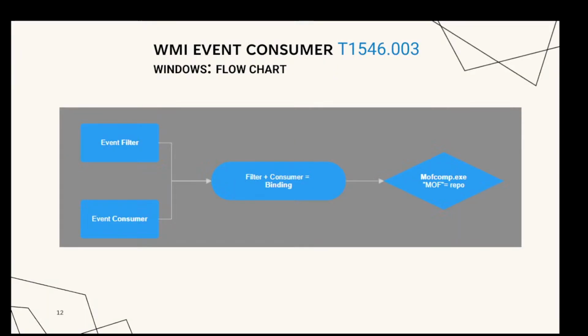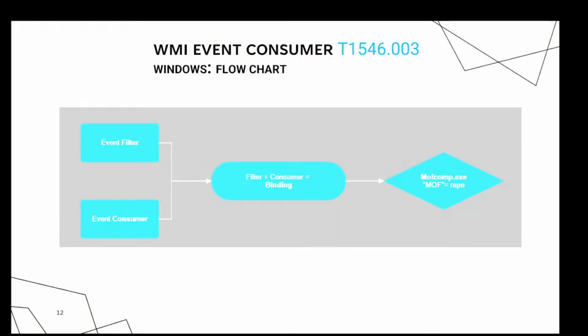And here's a flow chart of it that I've laid out. So you get the event filter, event consumer, and that goes into the binding and then is stored in the repo. Any questions on WMI?